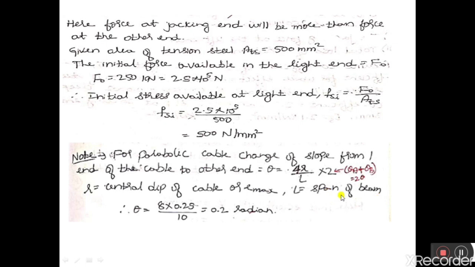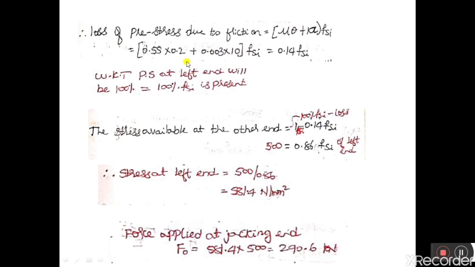So L is the span of beam, therefore L is equal to X, or X is equal to L, which is equal to 10 meters. Therefore, loss of pre-stress due to friction, this is the formula. So substitute the calculated values in this formula. Mu is given, theta we have calculated, it is 0.2 plus K is given, X is equal to L, because the cable is pulled only from one end, therefore X is equal to L, it is 10 meter.